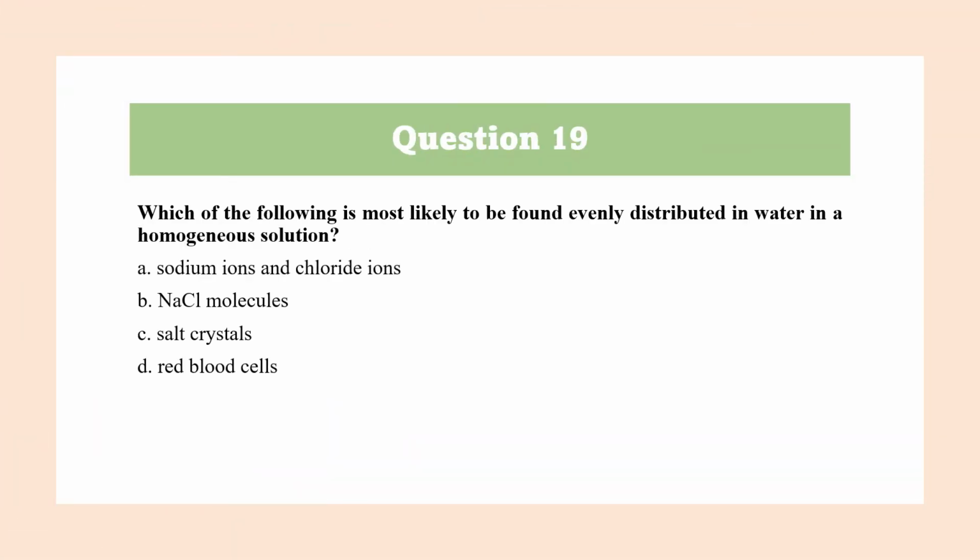19. Which of the following is most likely to be found evenly distributed in water in a homogeneous solution? Is it sodium ion and chloride ion, NaCl molecules, salt crystals, or red blood cells? The answer is A. Sodium ion and chloride ions.